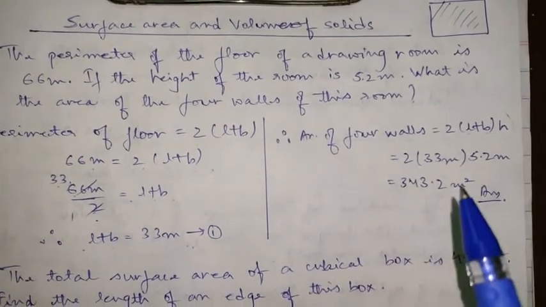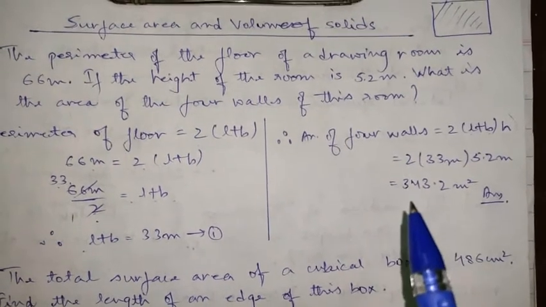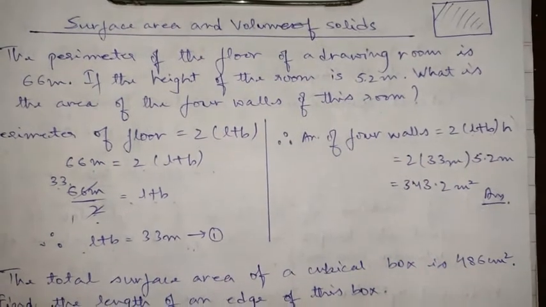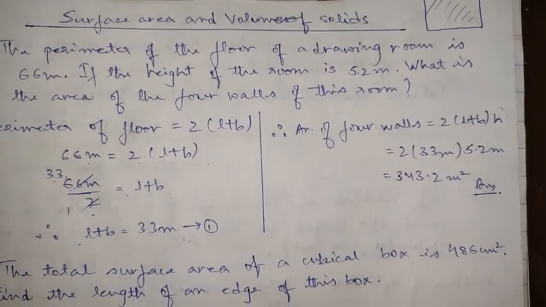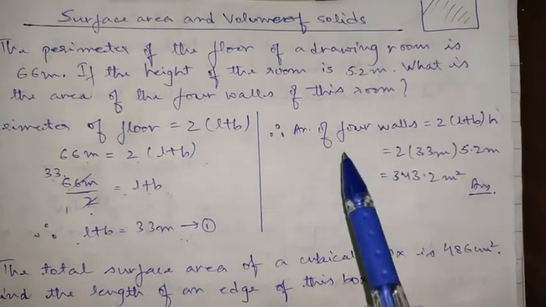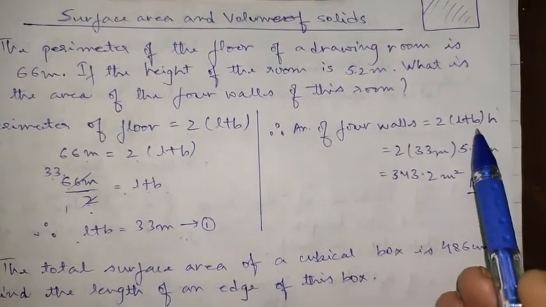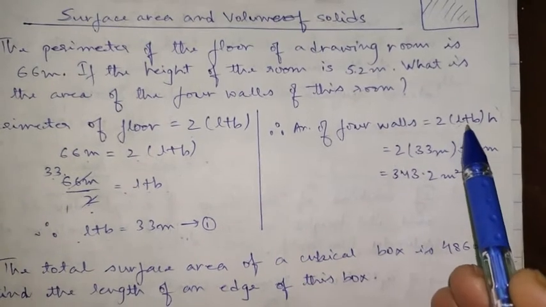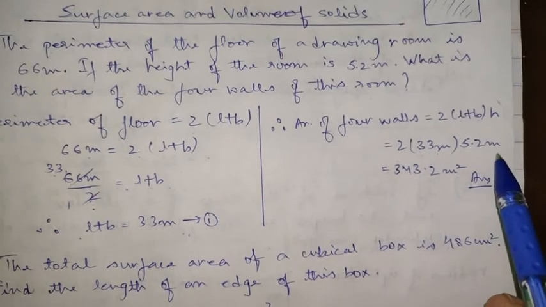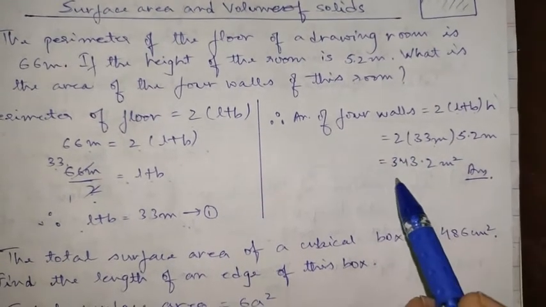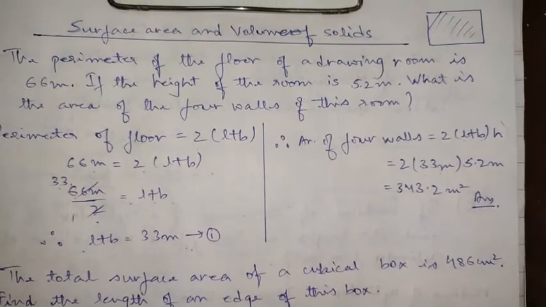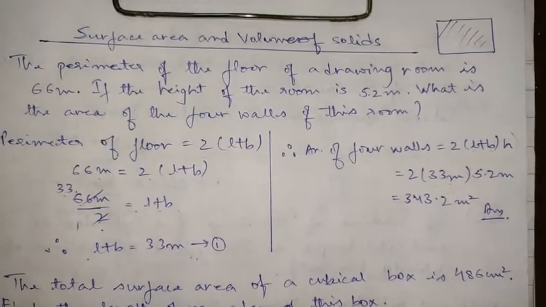Remember children, this is the area of all the walls of any room excluding the floor and excluding the roof. So if we have to find the area of the four walls, this is a direct formula. Substituting the value of length plus breadth as 33 meter and the height as 5.2 meter, and multiplying by 2, you will get the area as 343.2 meter square. In this way, you can get the area of the four walls.